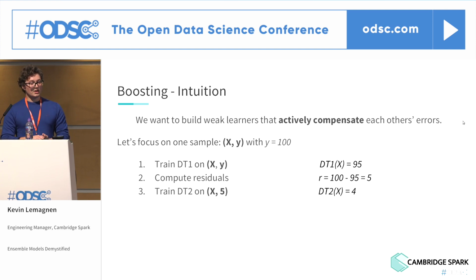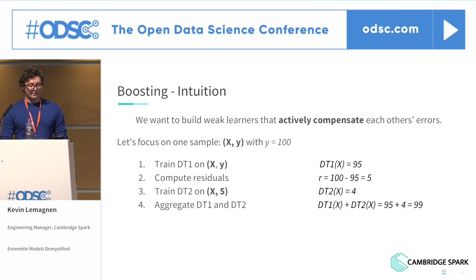We train our following tree, the decision tree 2, not on x and y anymore, but on x and the residuals. We are making it actively try to compensate for the error of the previous one. And then when we aggregate together our decision tree 1 and our decision tree 2, you notice that we've managed to get closer to that value 100 of y that we had initially. And then we repeat that. We still have a residual of 1 here, so we could train another tree that will try to compensate for that and get again closer to the truth.